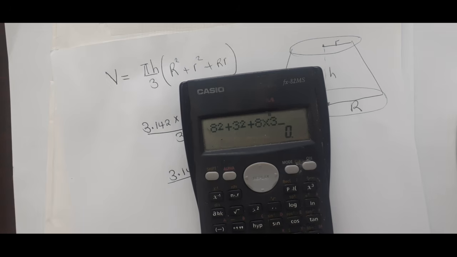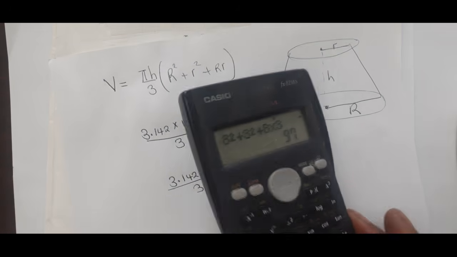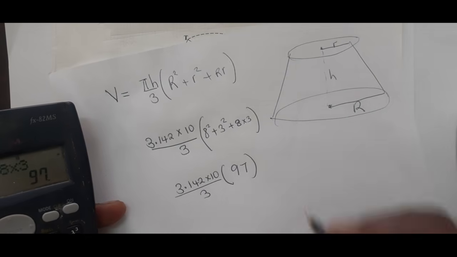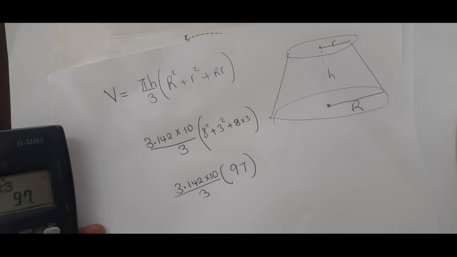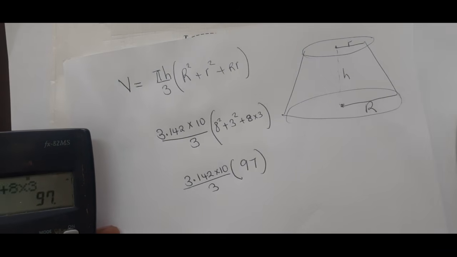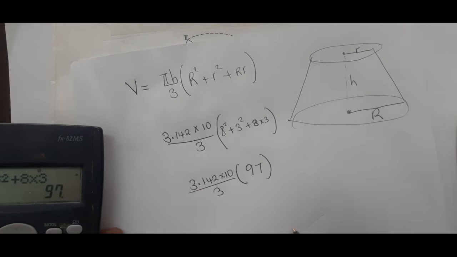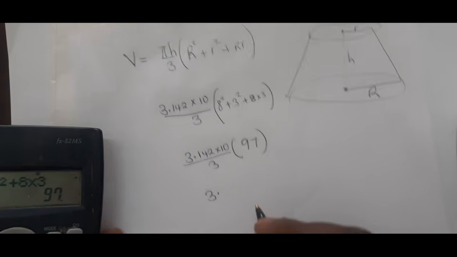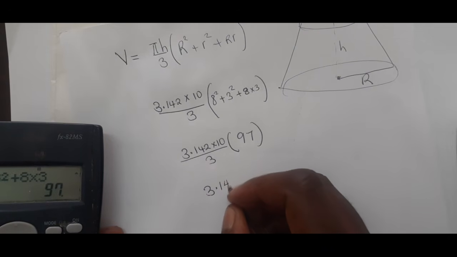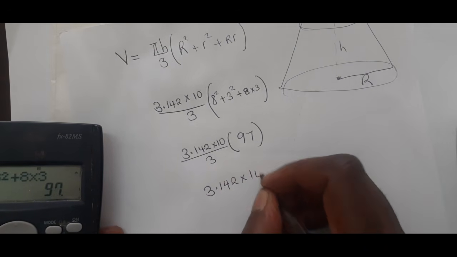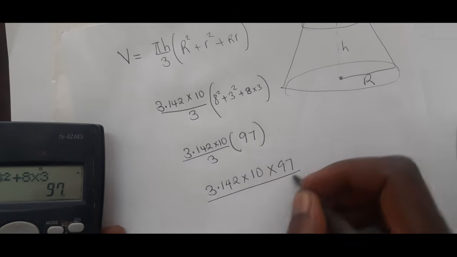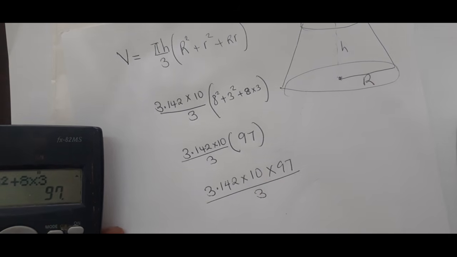Multiplied by 3. What do we get? This gives us 97. Okay. So, in other words, it's like we are dealing with 3.142 multiplied by 10 multiplied by 97 over 3. Okay?